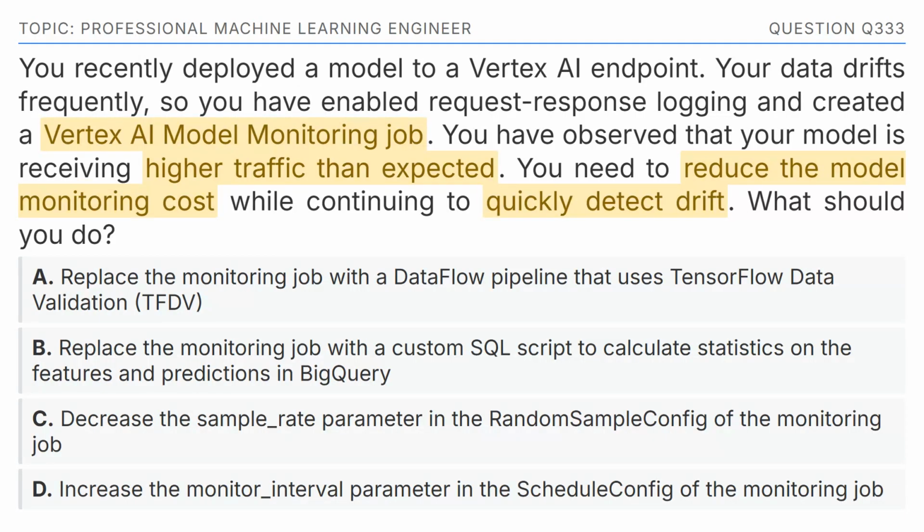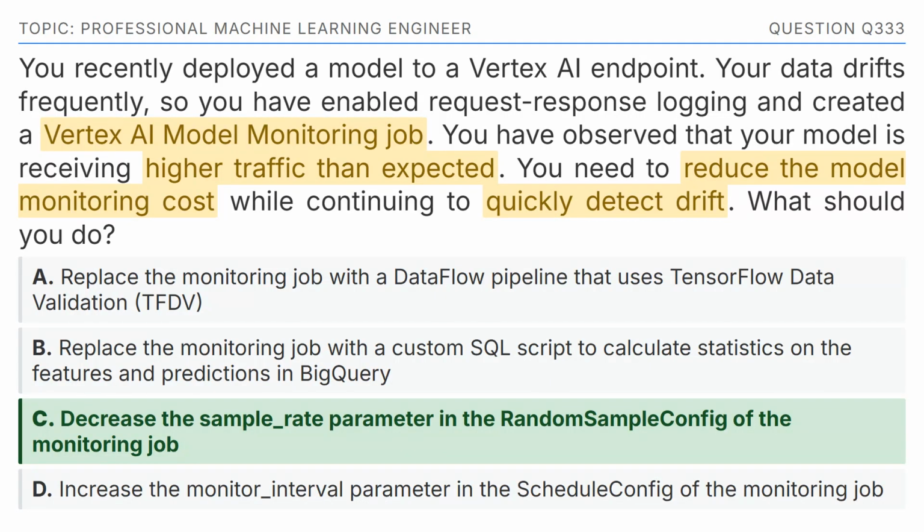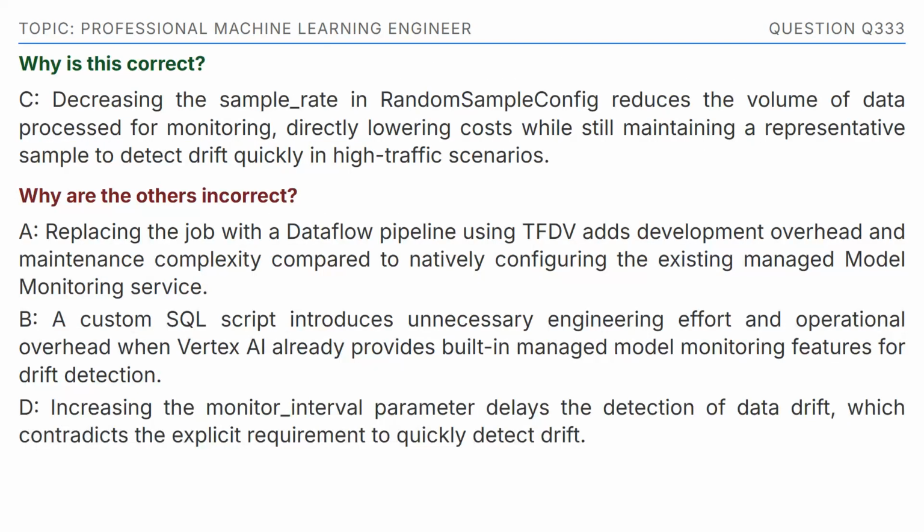To arrive at the correct answer, we focus on the keywords Vertex AI model monitoring job, higher traffic than expected, reduce the model monitoring cost, quickly detect drift. The correct answer is option C, decrease the sample_rate parameter in the random sample config of the monitoring job. Why is this correct? C. Decreasing the sample_rate in random sample config reduces the volume of data processed for monitoring, directly lowering costs while still maintaining a representative sample to detect drift quickly in high-traffic scenarios.